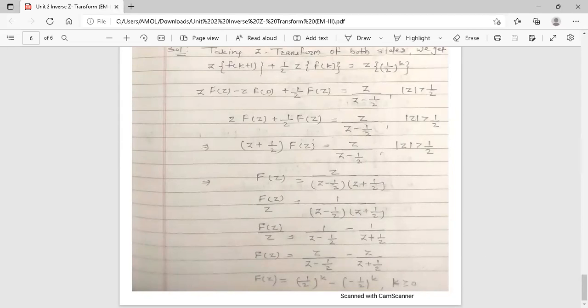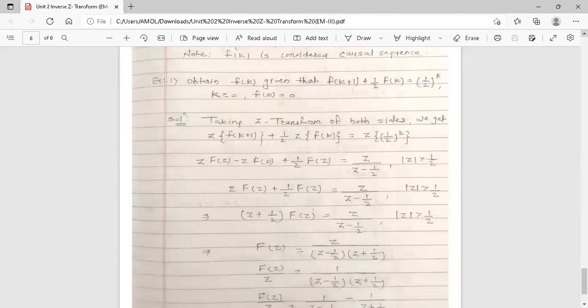So here the value of f of 0 is 0. So put f of 0 equal to 0. So z into f of z plus 1 by 2 into f of z is equal to z upon z minus half, mod z greater than 1 by 2. When k is greater than or equal to 0, the condition for z is mod z is greater than mod a. The value of a is here 1 by 2.